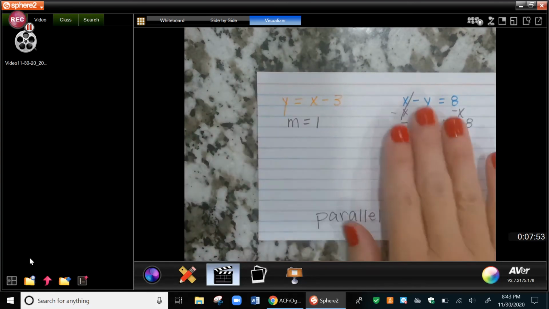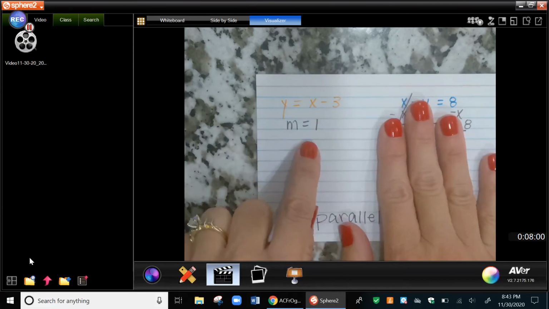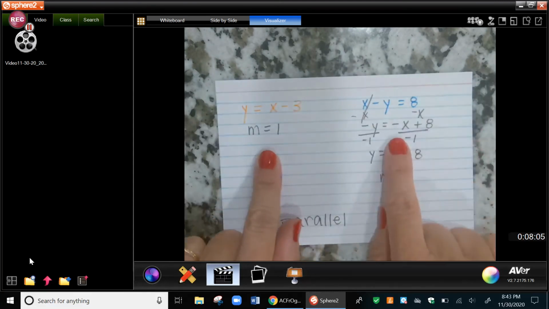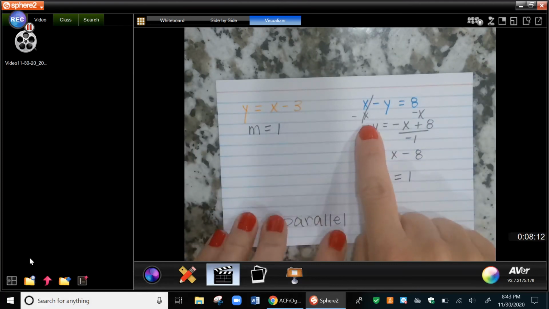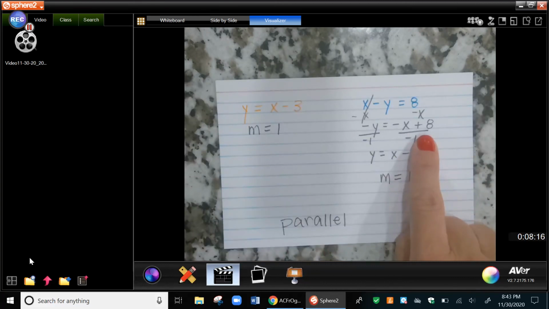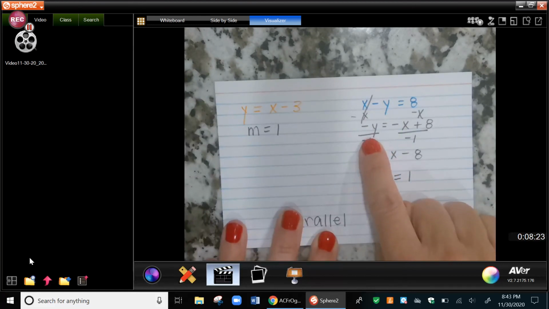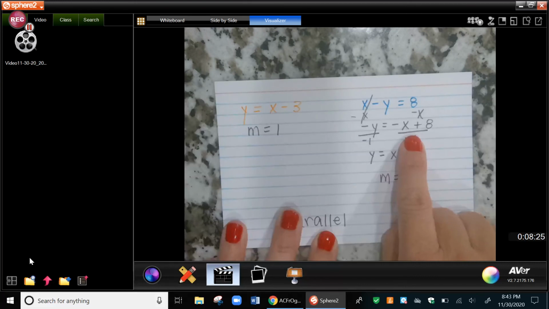Well, there's not a number in front of x, correct? Well, there is one. We don't see it. It's a positive 1. So the slope in that first equation is positive 1. Now in our second equation, I'll start out by subtracting my x, which gives me negative x plus 8 on the right-hand side. Don't lose the negative that's in front of that y. That's a really common mistake. So now I've got negative y equals negative x plus 8.